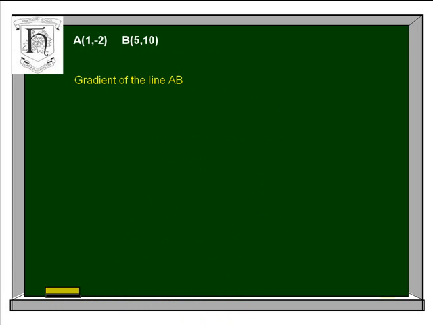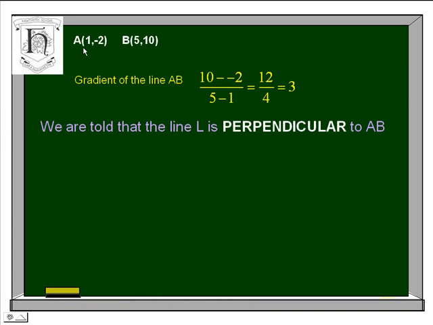Next, the gradient of the line AB. Again, a standard formula that you should know by now: the difference in the y-coordinates divided by the difference in the x-coordinates. We're given points A and B: y take away y, x take away x. The gradient is 3. Next, we're told that another line called L is perpendicular to this line AB.